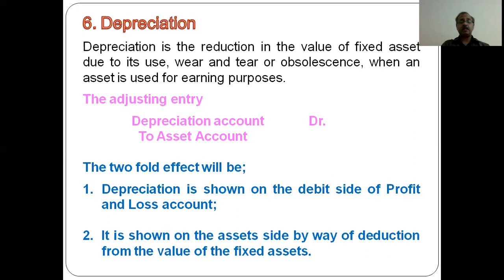And whenever depreciation arises, that results in the reduction of the value of fixed assets. So that is why fixed assets we used to show on the asset side of the balance sheet. So depreciation will be deducted from the respective fixed assets on the asset side of the balance sheet, and the net figure will be shown in the outer column of the balance sheet.